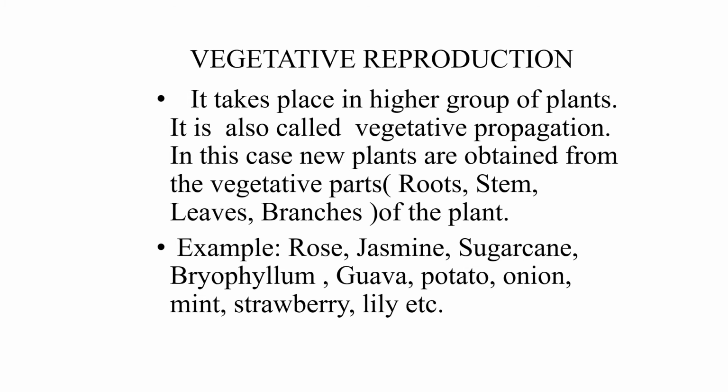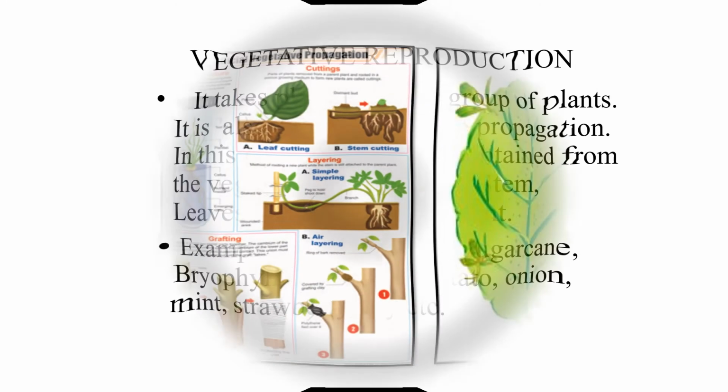Vegetative reproduction takes place in higher groups of plants. It is also called vegetative propagation. In this case, new plants are obtained from vegetative parts like roots, stem, leaves and branches of the plant. Examples: rose, jasmine, sugarcane, bryophyllum, guava, potato, onion, mint, strawberry, lily, etc. Otherwise we can say that plants which cannot produce seeds can grow by their vegetative parts.